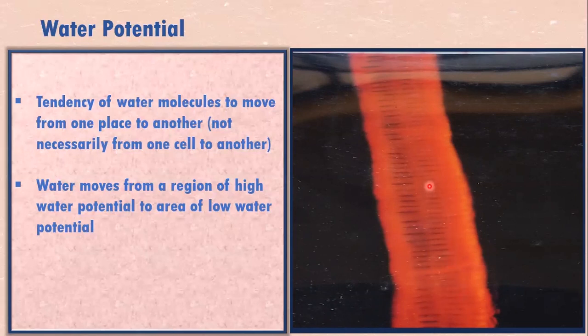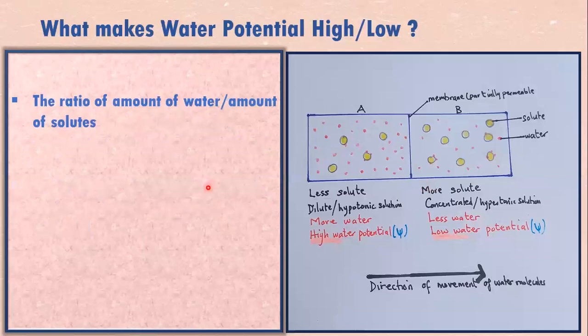And so the question is, what creates the high and the low water potential? What is it that makes water potential low and high? It's the ratio of solutes and water. Well, you have these two cells, and we want to use them to explain. The solute is the yellow, and the water molecules are the red bits.